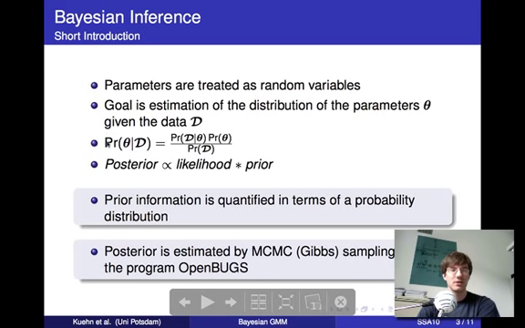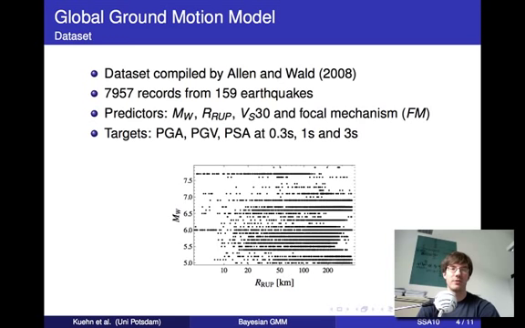So now to build our model, we need to have a prior distribution over the parameters. We need to have the model right here, and we need to have some data. Just a quick word for the data. We used the data set compiled by Allen and Wald to evaluate ground motion models for use in ShakeMaps. We use about 8,000 records from 159 earthquakes, each of them from shallow active tectonics.